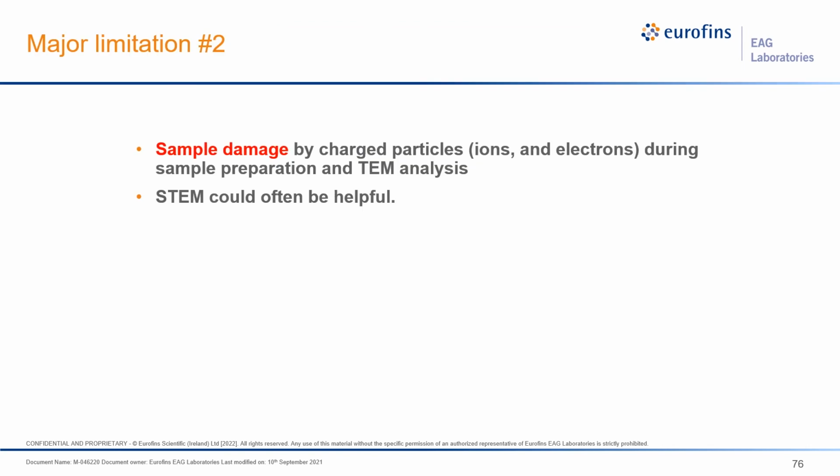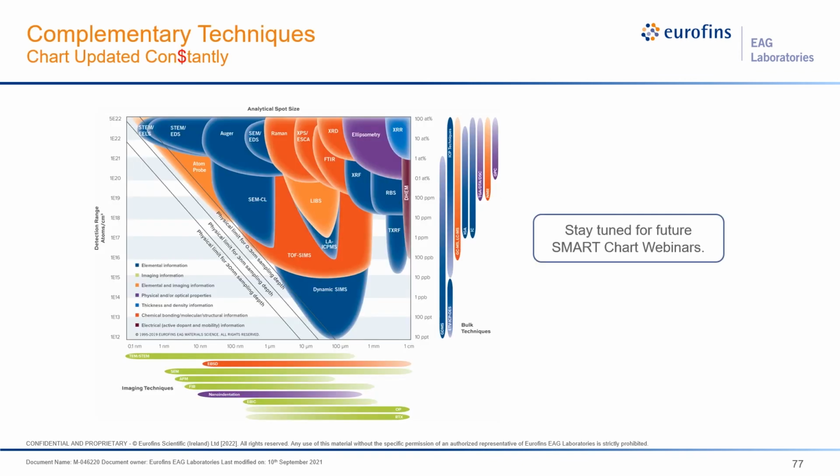Limitation number two, I emphasize again that TEM itself is a damaging type of analysis. It involves ions for sample preparation, and when we do the TEM analysis, because the electron has charge, it can ionize your material, and because it is a particle, you can also sputter away your material. So we need to be very careful.